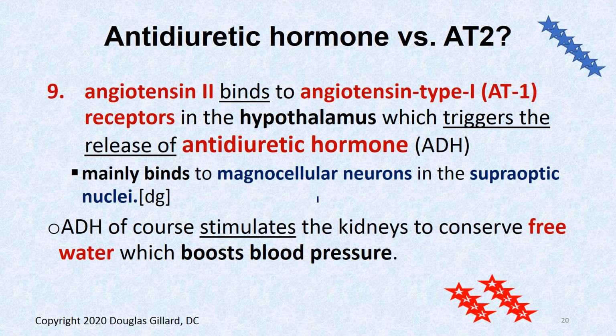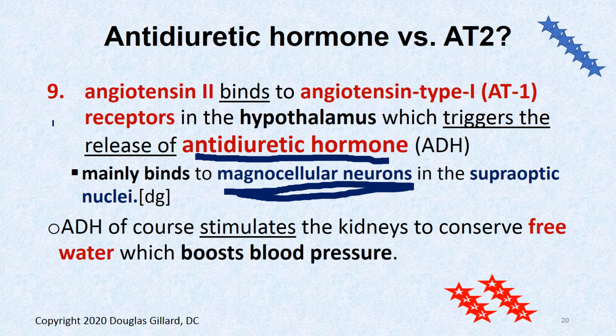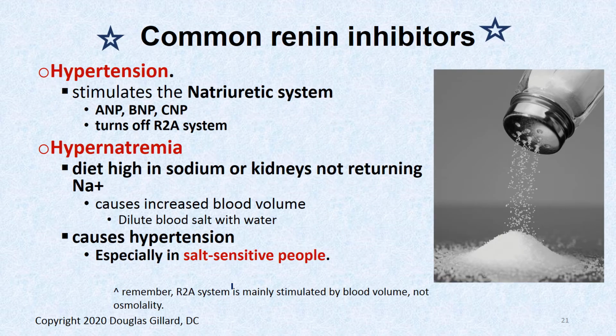And what else? Angiotensin II can actually go up to magnocellular neurons in the hypothalamus and bind to them, which stimulates the release of antidiuretic hormone. This is lots of stars on this slide. This is a very important mechanism. So it's slow, but nevertheless, antidiuretic hormone, ADH, or arginine vasopressin, all those AKAs, of course has an effect on the kidney to reabsorb free water. And free water in the blood boosts blood volume, which is going to boost blood pressure.